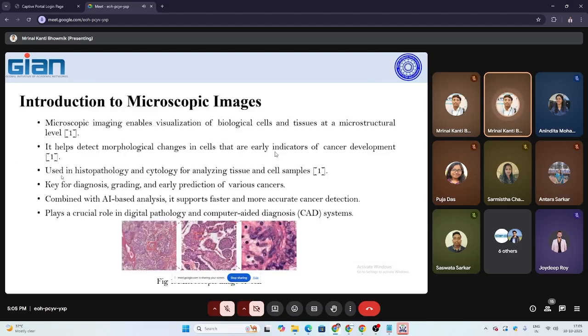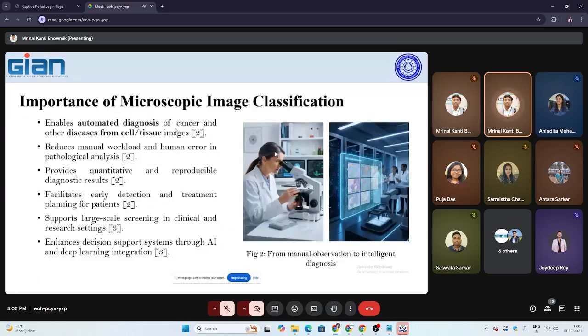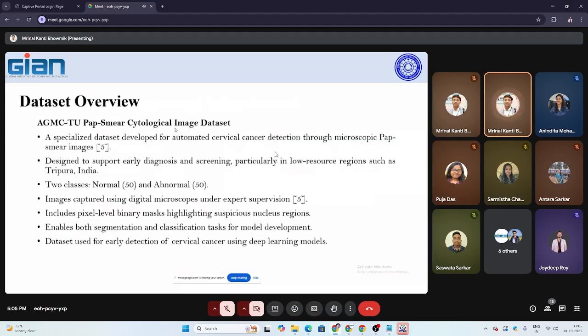As our sir told, these parts were previously explained, so I am telling very shortly about these things. What are microscopic images? It is an image enabling visualization of biological cells and tissues using different types of microscopes. In cancer research, microscopic imaging is extremely important because it helps us identify early changes in the shape and structure of the cell. Skipping some slides, let me tell about the dataset overview.